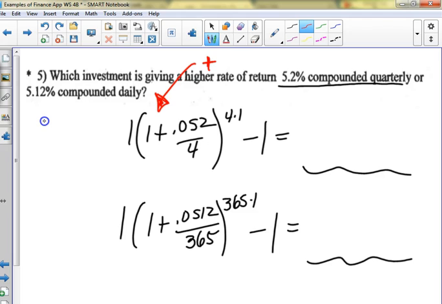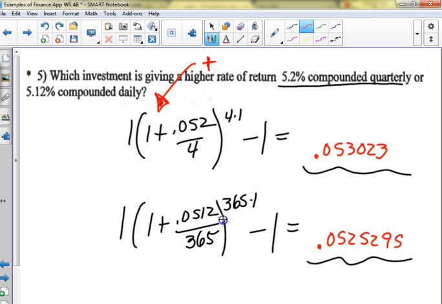It's never been on a quiz yet that I gave. So 1 plus 0.052 divided by 4 to the power of 4. This one is 0.053023. Sometimes you have to go out a few decimal places before these are different. That's why I put quite a few places. 1 plus, somebody be checking me, please. Make sure you're getting this. Okay. Divided by 365 to the 365. Take off the dollar. This one I have 0.052525, blah, blah, blah.